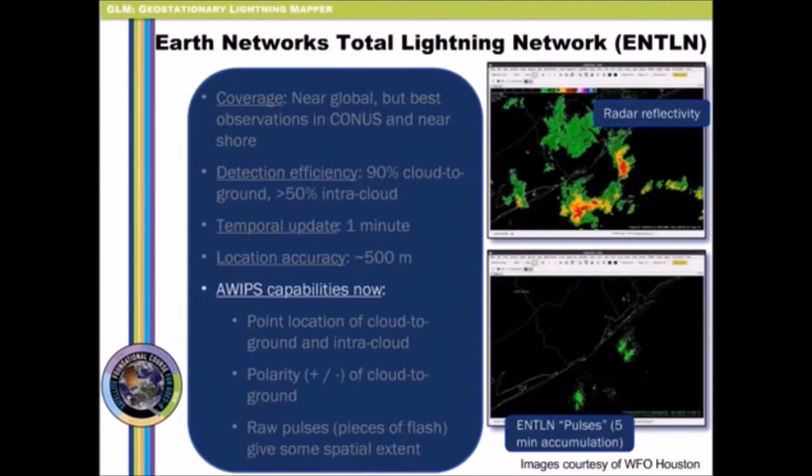AWIPS currently provides three basic display features. First is the point location of the cloud-to-ground and intracloud flashes, which can be selected as a density. Second is the polarity of the cloud-to-ground flashes. Lastly, the raw pulses or lightning flash components can be plotted to add spatial extent.